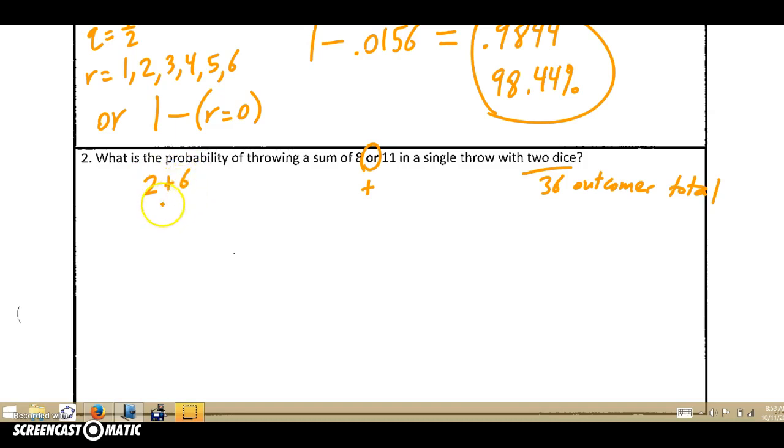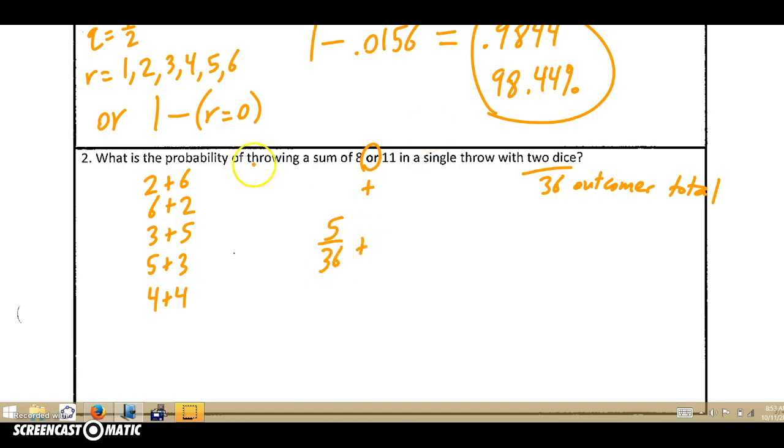So I need to know how many ways can I throw a sum of 8. Well, let's think of the ways. There's 2 and 6, which means there's also 6 and 2. There's 3 and 5, also 5 and 3. And then last but not least, 4 and 4. And notice the last one I can't flip, because getting a 4 on the first die and a 4 on the second die is the same as if I switch those two, right? Whereas getting a 3 on the first die and a 5 on the second is different from getting a 5 on the first and a 3 on the second. Okay. So there are 5 total ways. So it'd be 5 out of 36.